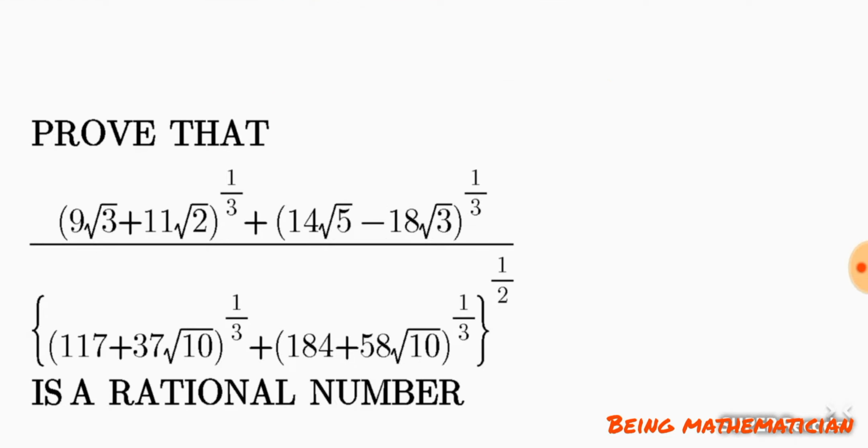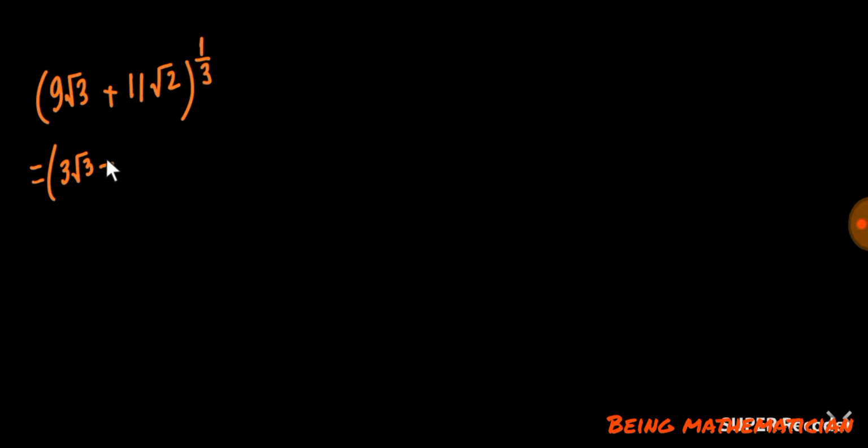So let's start the solution of question number 3. First of all, we have to simplify this part of the sum. The term is (9√3 + 11√2)^(1/3). So we can split 9√3 as 3√3 + 6√3 and 11√2 split as 2√2 + 9√2.